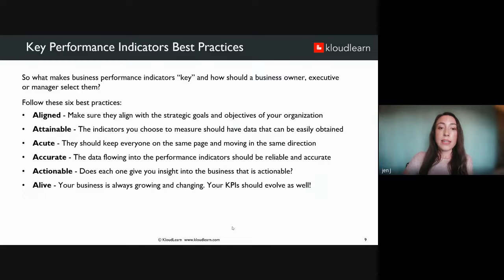Attainable. The indicators you choose to measure should have data that can be easily attained. Acute. They should keep everyone on the same page and moving in the same direction. Accurate. The data flowing into the performance indicators should be reliable and accurate.